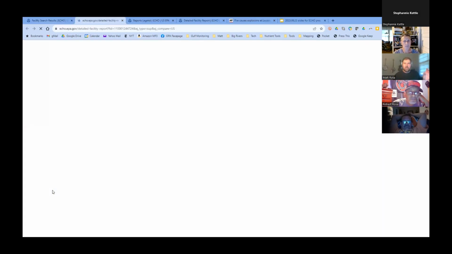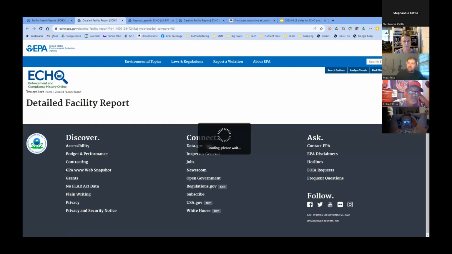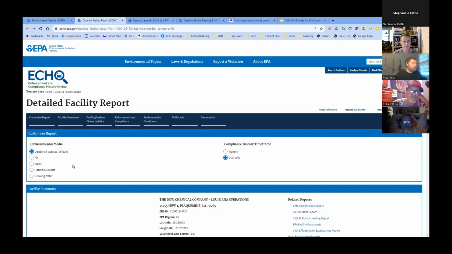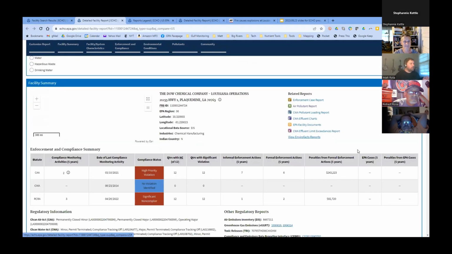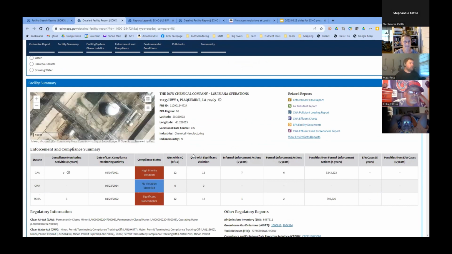And I just clicked on the name of the facility right below the map. And this is going to start giving you a ton of information. It's going to tell you right away their enforcement and compliance summary. Gives you a little picture of kind of the center of that.